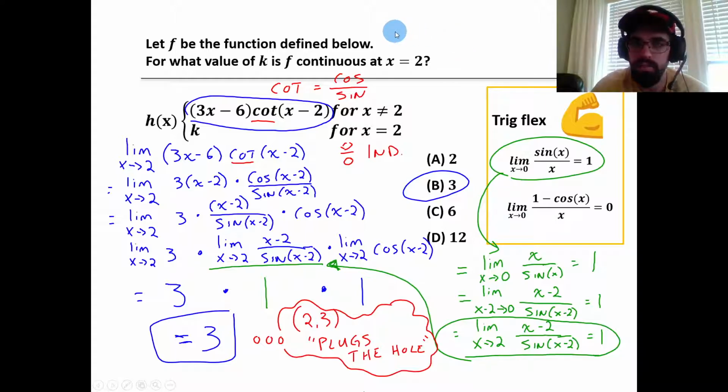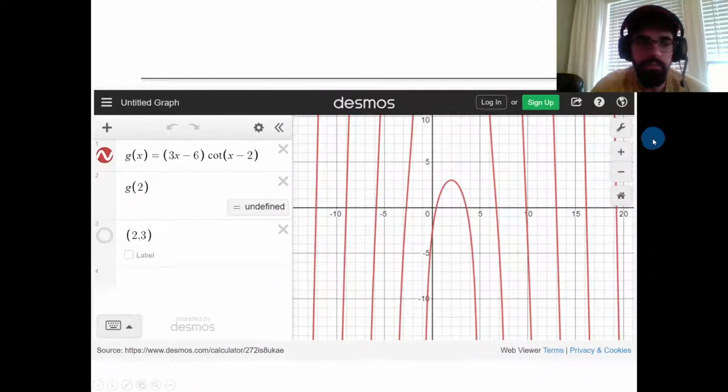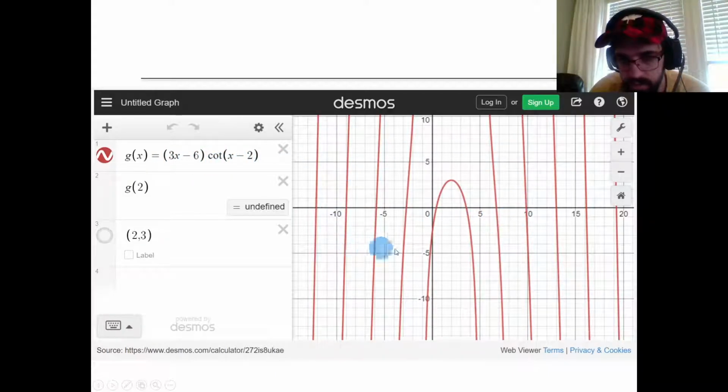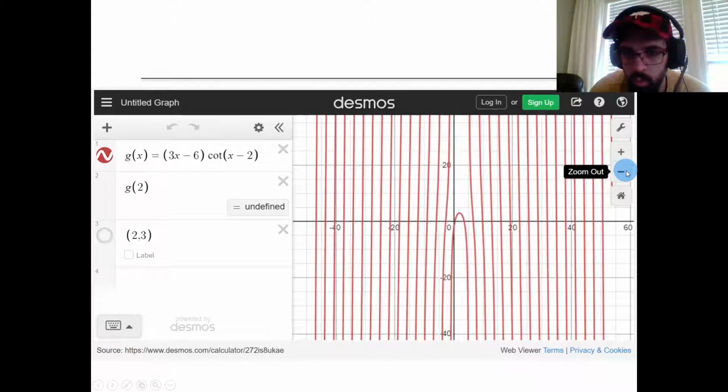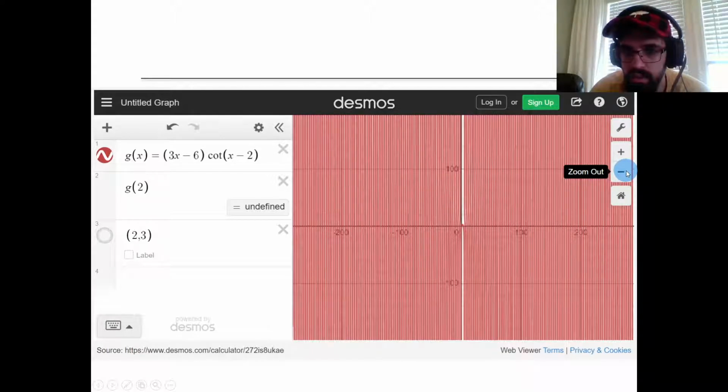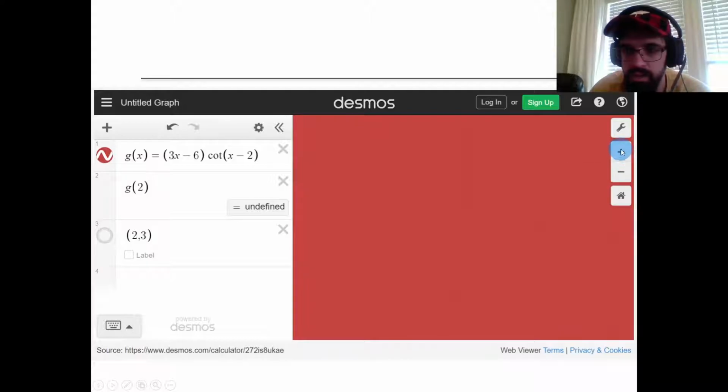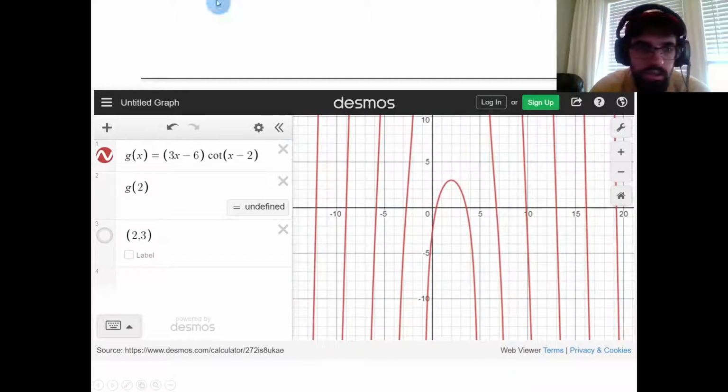And there's our trig flex for the day. Here's the graph for this function. We see 3x minus 6 times cotangent of x minus 6 looks pretty fun. We've got an upside down u and then a bunch of lines. If you zoom out, you see there's only one u in this thing, and a bunch of lines forever and ever. It's kind of crazy, just like calculus. Anyways, we do see that at 2, we have a hole. And if we put the point (2, 3) in, it's going to fill our hole.